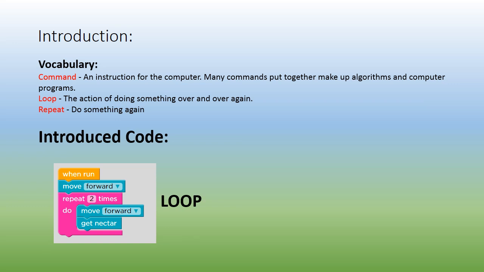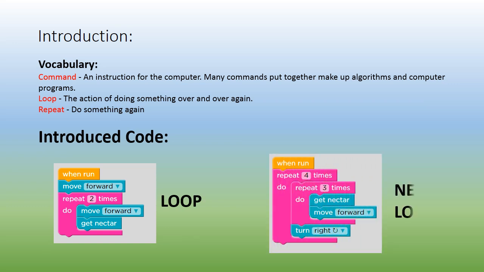Vocabulary. These are very important, so please memorize them. What is a comment? A comment is an instruction for the computer. Many comments put together make up algorithms and computer programs. What is a loop? A loop is the action of doing something over and over again. What is a repeat? Repeat is to do something again. Here we have two codes, the loop and the nested loops.